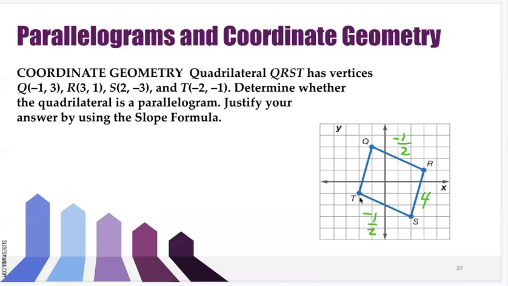And what's the slope of QT? What's the slope of QT? 4. All we're doing is rise over run, guys. Y'all are making it so hard. Rise over run. So are opposite sides parallel? Yes, because their slopes are equal. That's it. That's all you gotta do. All right. Questions?